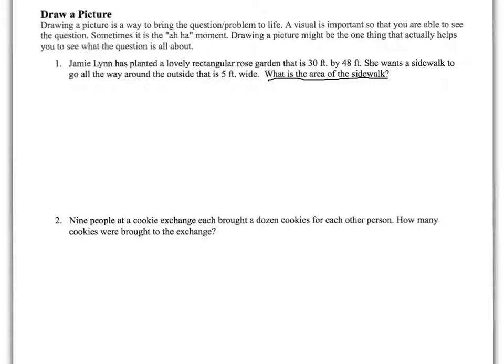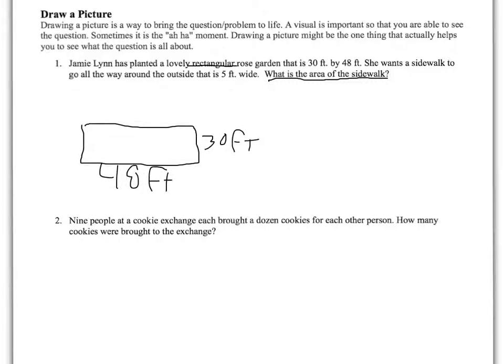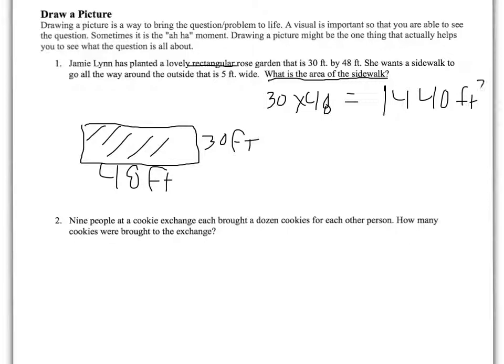Now, as soon as I see the word rectangular, I know that I'm going to draw a rectangle. So here, I'm going to draw this first little rectangle right here, and we know it's 30 by 48. So I'll say this side's 30 feet, and this side is 48 feet. If we want to know the area of this interior piece right here, we could determine that just by multiplying the length times the width. Now, 30 times 48 is going to be 1,440 feet squared.